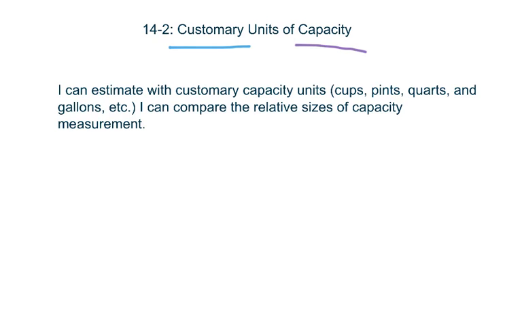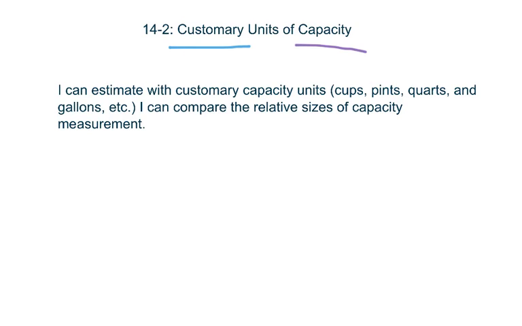Our learning goal has two parts today. The first part says, I can estimate with customary capacity units. Those are units like cups, pints, quarts, and gallons. We'll learn a few others too. The second part says, I can compare the relative sizes of capacity measurement. For instance, that's like saying a cup of ice cream versus a gallon of ice cream are different. A gallon would be much bigger than a cup.